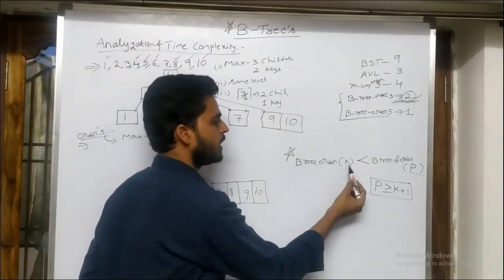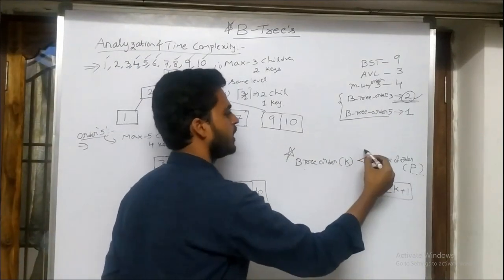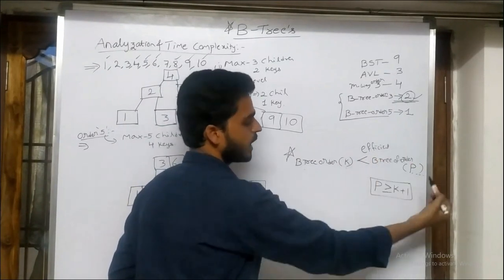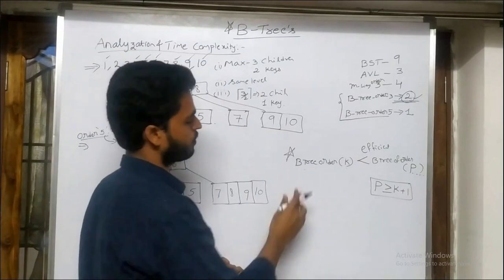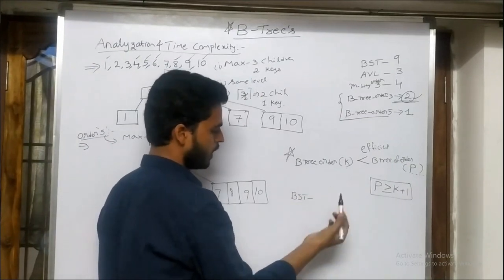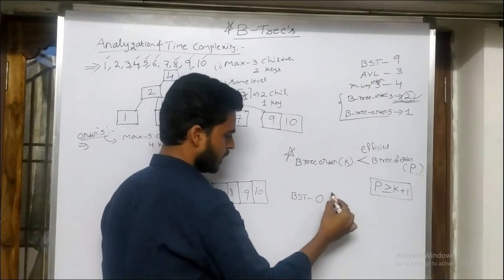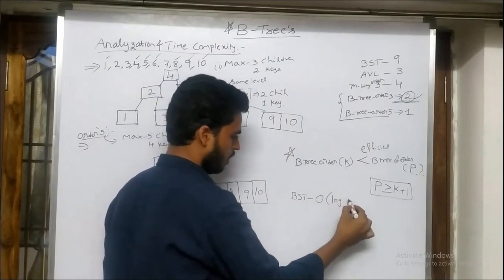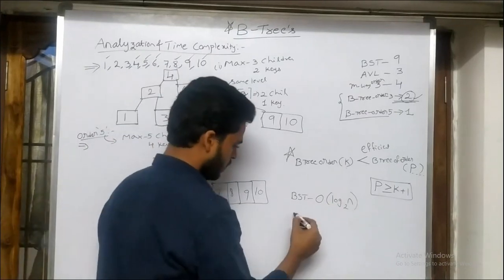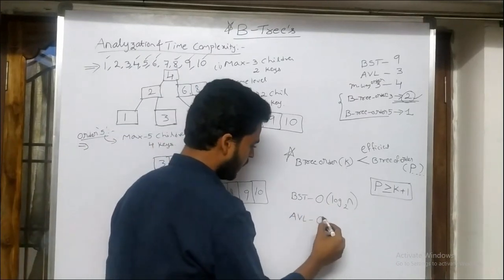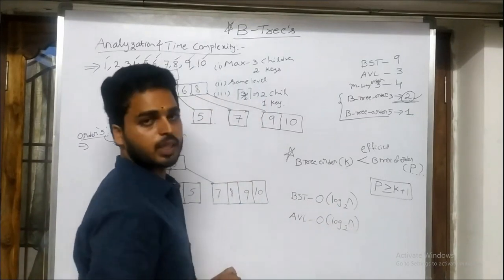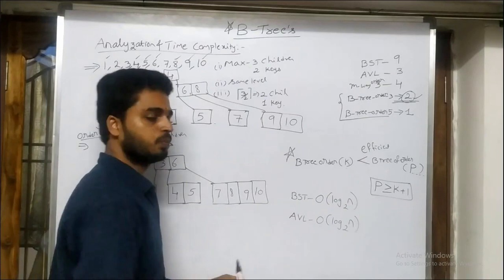A B tree of order k is less efficient than a B tree of order p when p is greater than or equal to k plus 1. For example, if you are taking a binary search tree, its time complexity is big O of log n to the base 2 for the best case. If you are taking an AVL tree, you are getting the time complexity as big O of log n to the base 2 for the best case, for the worst case also.